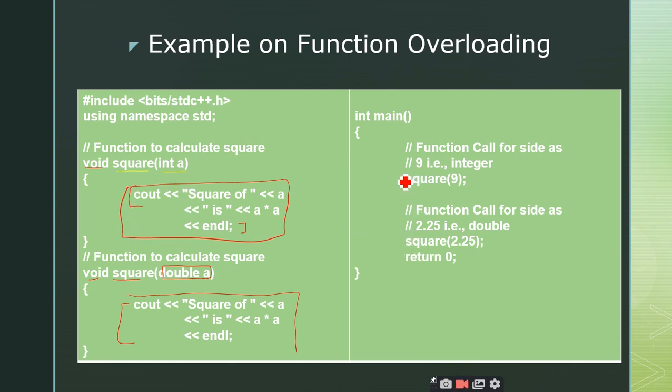And here I am just calling the square of 9, therefore it will return 81. Here I am calling 2.25, therefore it will return 0.625, whatever it may be, right? Let us forget what the result is.